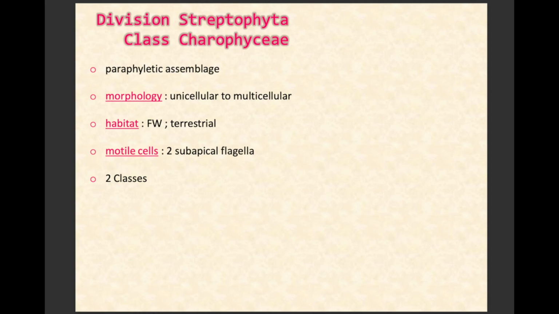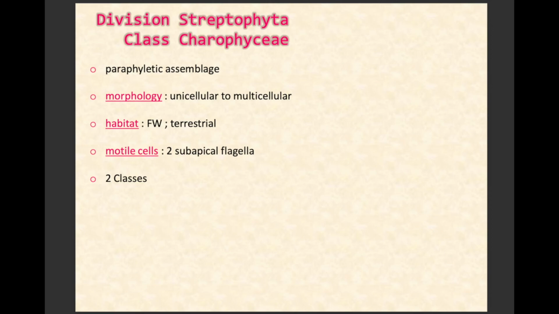So yeah, class Charophyceae. Ito yung na-chat si Manang Charo. Maalala mo kaya? Anyway, your Charophyceae is a paraphyletic assemblage, and usually kamag-anak nito, this very close semblance dun sa ating mga land plants.